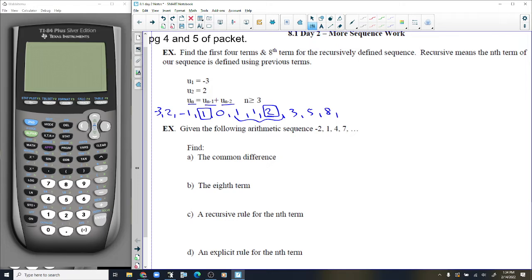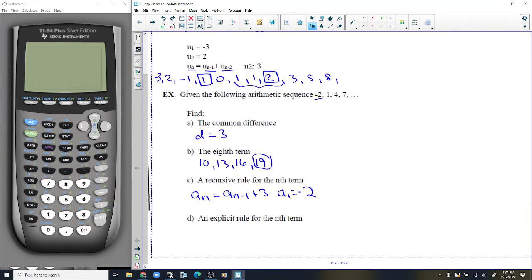Given the following arithmetic sequence, -2, 1, 4, 7, the common difference is 3. We're adding 3 every time. The 8th term, so 5, 6, 7, 8. Recursive rule for the nth term. A sub n equals a sub n minus 1 plus 3, but a sub 1 is -2. I kind of did that out of order, but it's not a big deal.